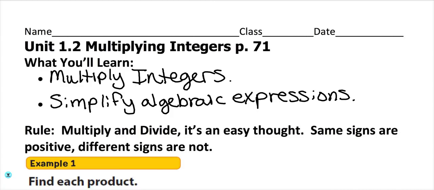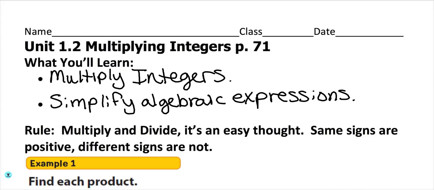Multiply and divide, it's an easy thought. Same signs are positive, different signs are not. One more time. Multiply and divide, it's an easy thought. Same signs are positive, different signs are not.